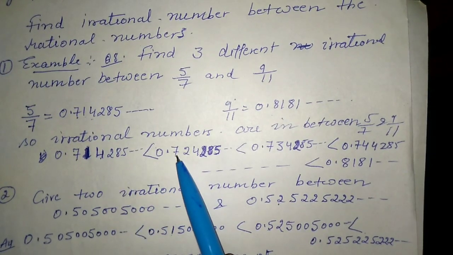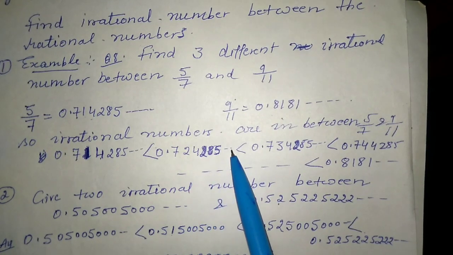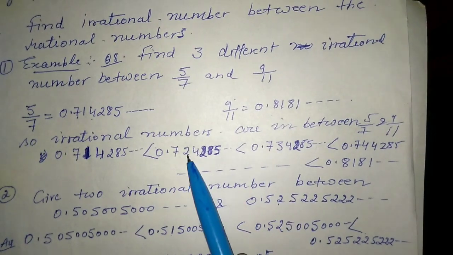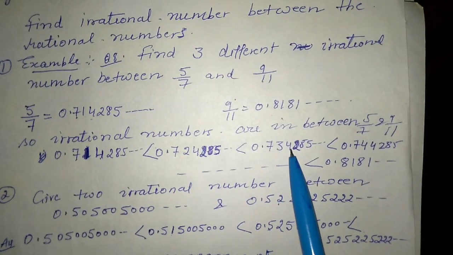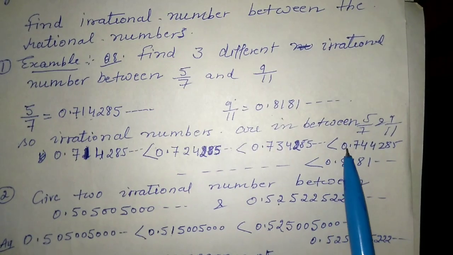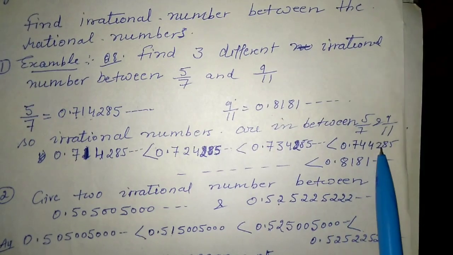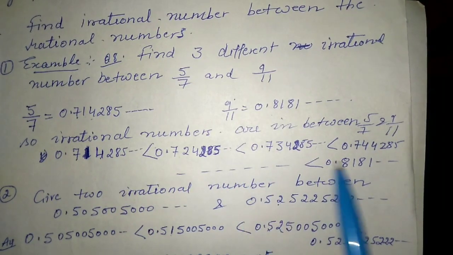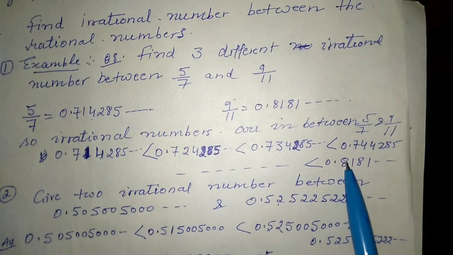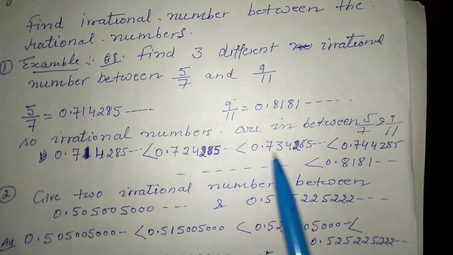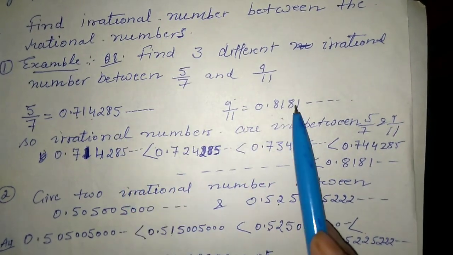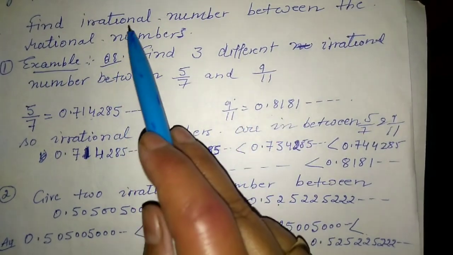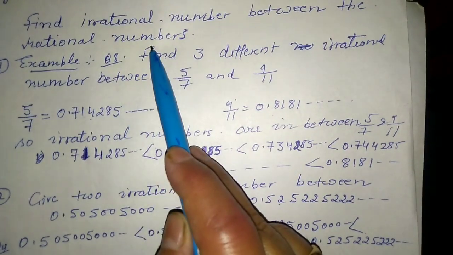So 0.724285 and so on. The next number 0.73. This was 2, now we have changed this to 3. 4285 and so on. 0.744285 and so on. Many numbers, infinite numbers we can find here to reach till 0.8181. So any one digit we can change in between the two divisions. So this is how we can find the irrational number between the two rational numbers.